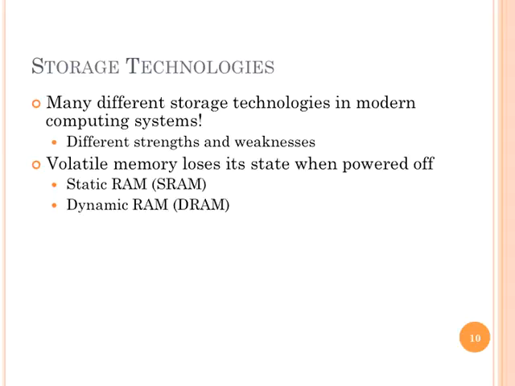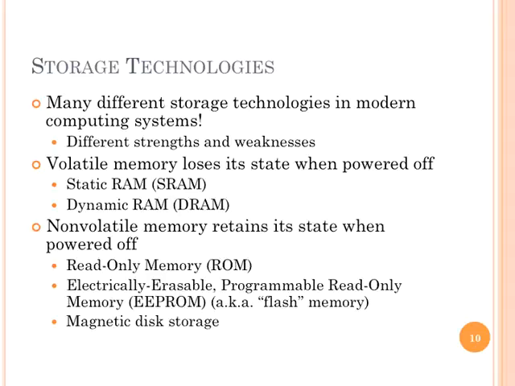You have volatile memory. Volatile memory loses its state when you remove power. That's why we call it volatile. Non-volatile does not lose its state when the power is removed. You have static RAM and dynamic RAM. Now, examples of non-volatile memory would be read-only memory. You have a couple of different kinds of read-only memory. You also have electrically erasable programmable read-only memory, EEPROM. That would also be known as flash memory. And then you also have magnetic disk storage.